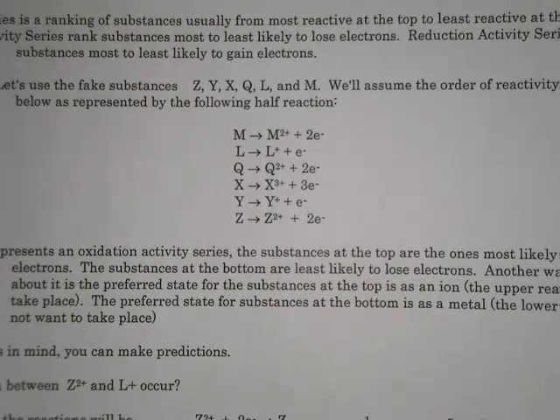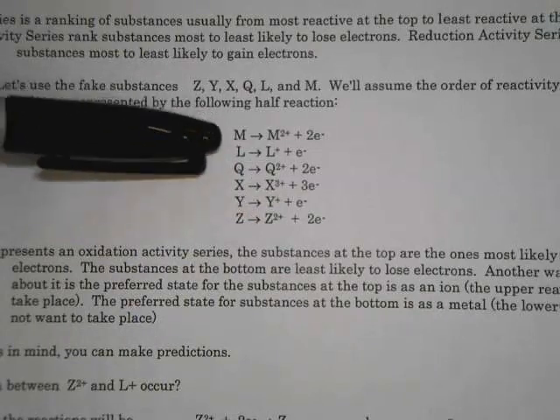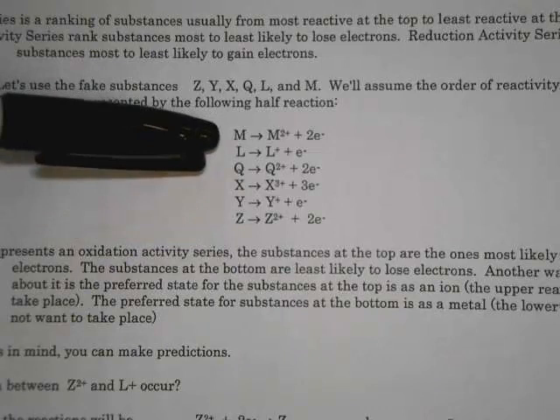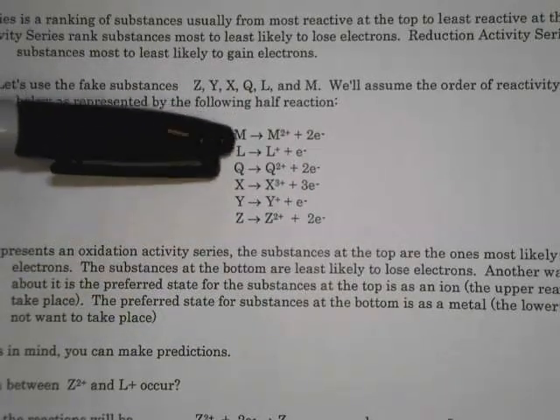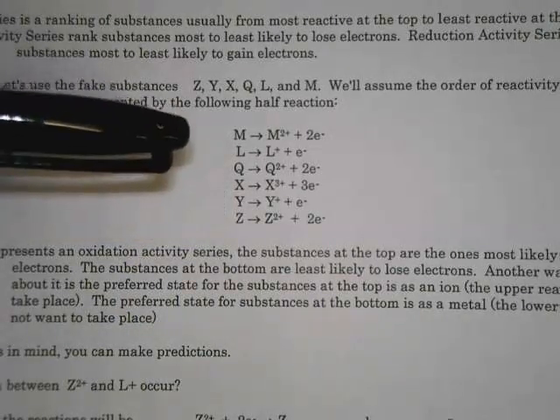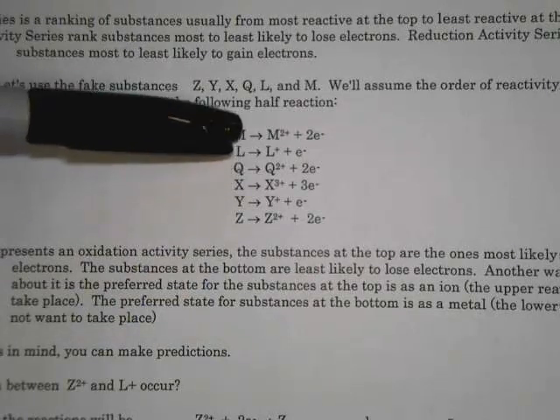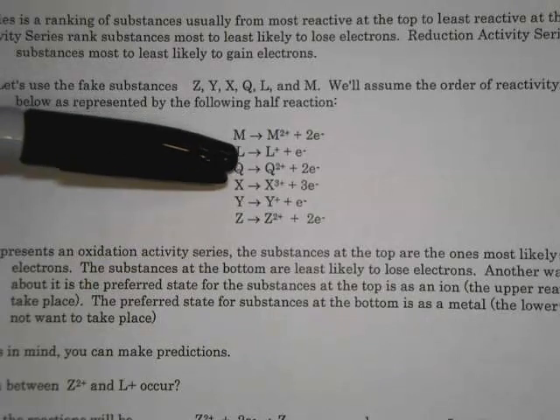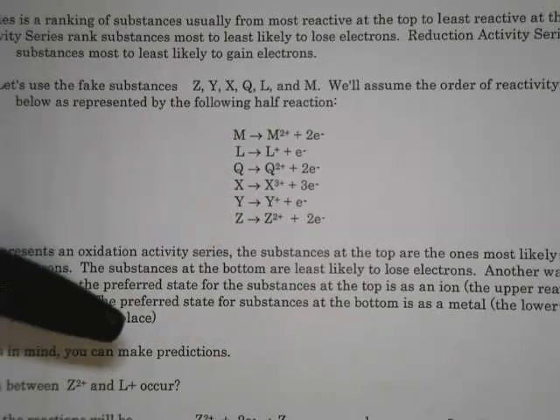So this activity series lets you predict that. The one at the top is the one that wants to lose electrons. The one at the bottom is the one that wants to stay neutral. So it doesn't matter where in the list the two substances are. All you have to do is compare where they're located. You don't have to have one from the top and one from the bottom. I could compare M and L right next to each other. M is above L, so M is the one that really wants to lose electrons more than L does.